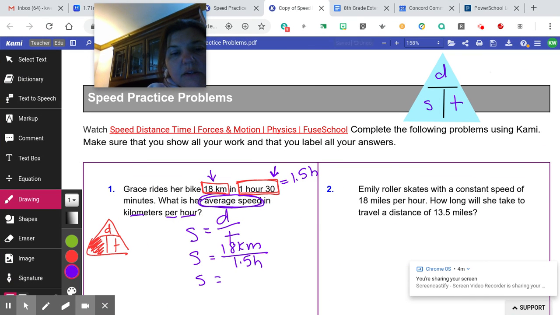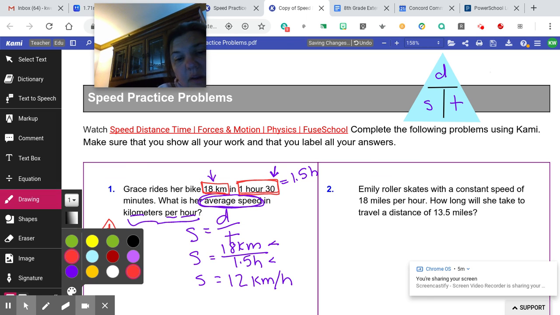So our answer is 12. And of course, we need a label. And so the label, referring back up to here or to here and here, is going to be kilometers per hour. And so since that's my answer, I'm going to go ahead and circle it so it just stands out for me.